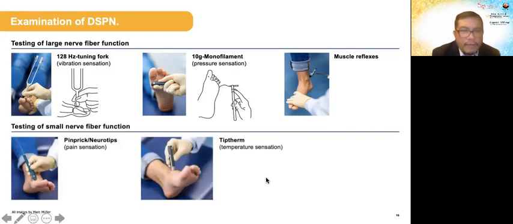How about small nerve fiber function? The pinprick test, neurotips, or your pain sensation, as well as your temperature sensation using a Tip-Therm, will eventually take note of small fiber affectations.